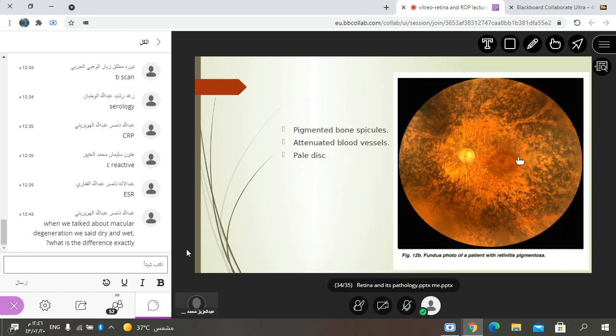This is a picture of the retina showing black or bone spicules. It is black spots all over the retina with attenuated blood vessels, a pale optic nerve, and maybe the fovea has some changes here. But the OCT is not available. Still, this is a picture of retinitis pigmentosa.